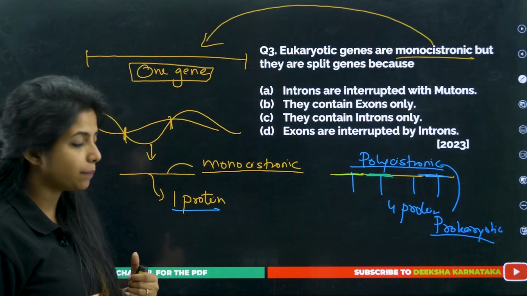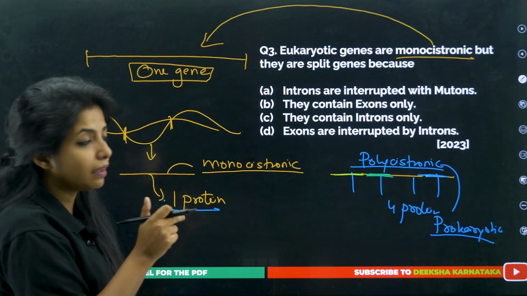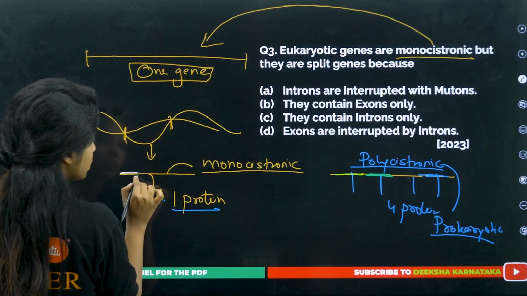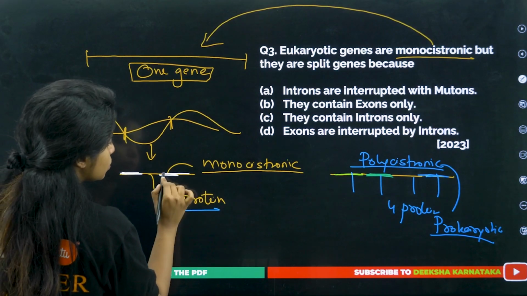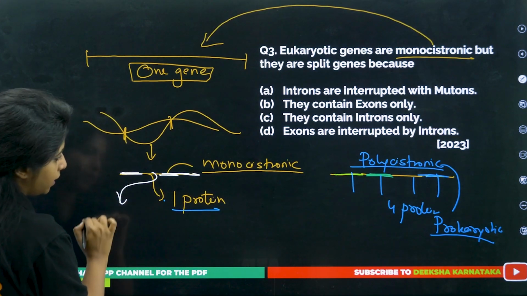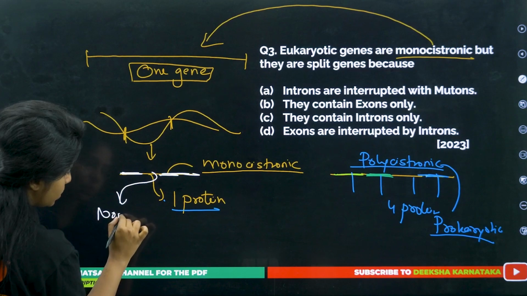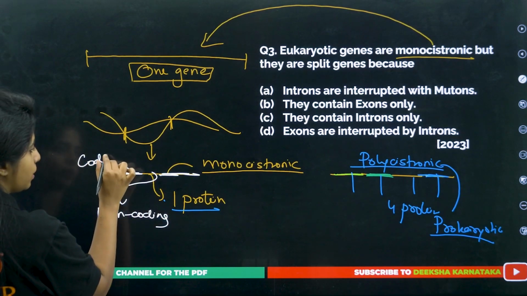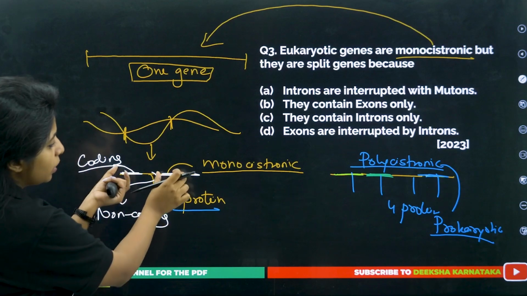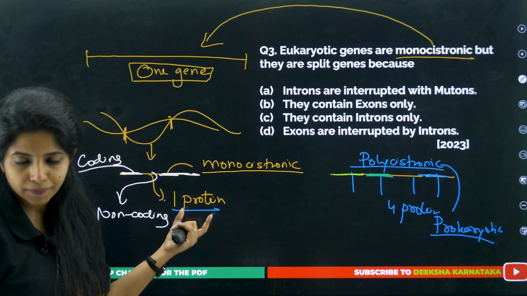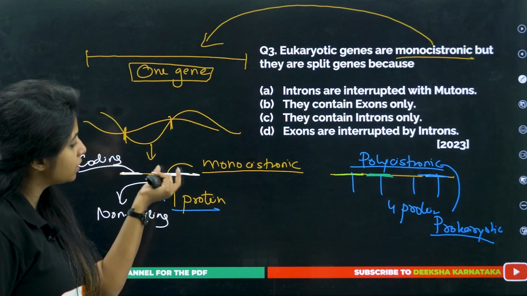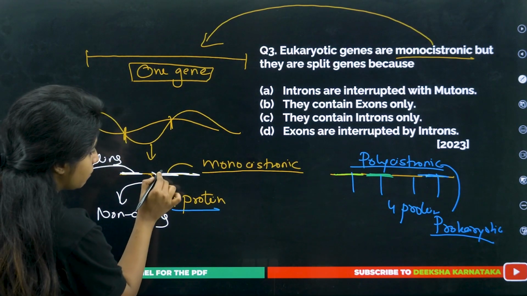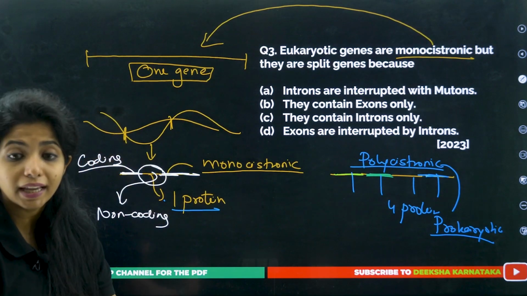Because, my dear children, in this one gene, there will be coding sequences and there will be sequences which are not going to code for anything. So there are non-coding sequences as well, and there are coding sequences as well. This particular thing will help in the formation of that one protein, whereas this middle segment which is coming is not going to code for anything.